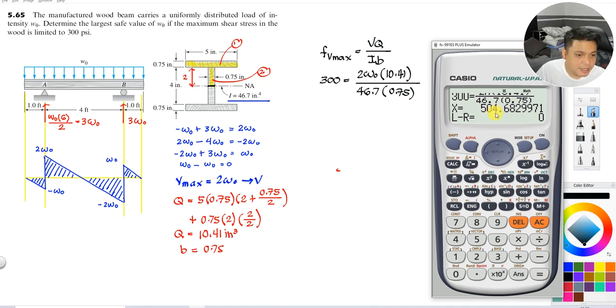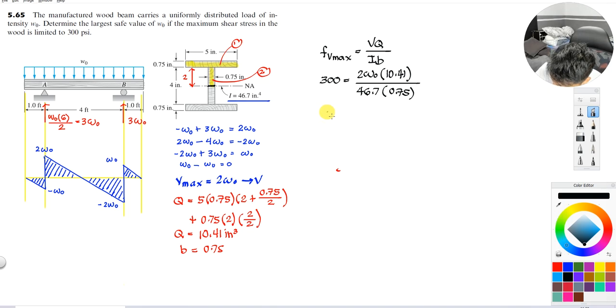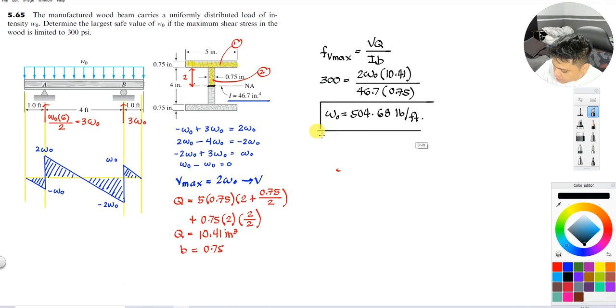So this is in pounds per foot. So W is 504.68. Since this is uniform, that is pounds per foot. So this is now the answer for this problem. Again, I will give you 5 minutes to copy.